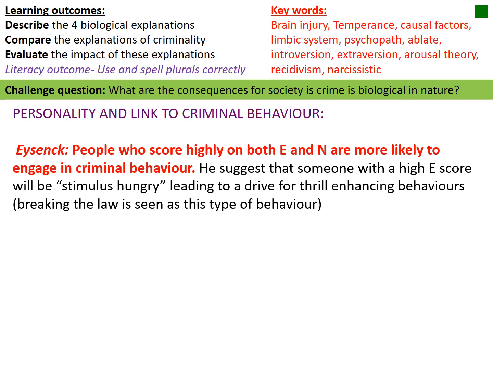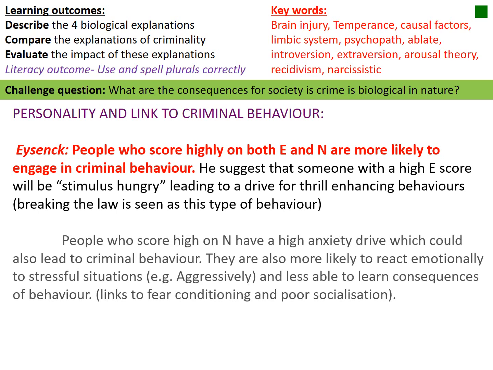Now, Eysenck is basically saying that people who score highly on both the extrovert and the neurotic scores are much more likely to engage in criminal behaviour. He suggests that someone with a high E score, because as we've just said, means that they're particularly stimulus hungry, they're looking for that external stimulation, and therefore they might be looking for these thrill enhancing behaviours, which might be seen as breaking the law.